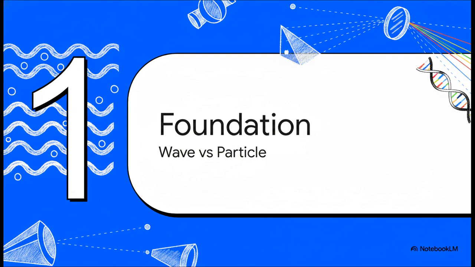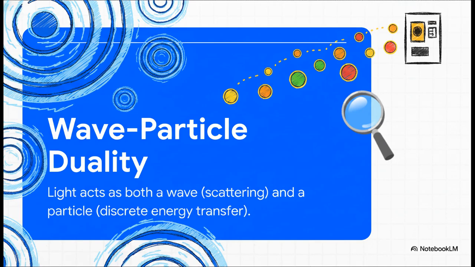Okay, let's kick things off with part 1, foundation, wave versus particle. Before we look at specific lab tools, we have to establish the shared language of our universe. Light acts as both a wave that ripples through space and a particle that transfers discrete packets of energy. Think of the wave nature like ripples in a pond. It dictates how light scatters, bends, and interferes over space and time. The particle nature, on the other hand, is a lot like dropping specific coins into a vending machine. It's all about discrete packets of energy, called photons, and that dictates absorption, fluorescence, and energy transfer.